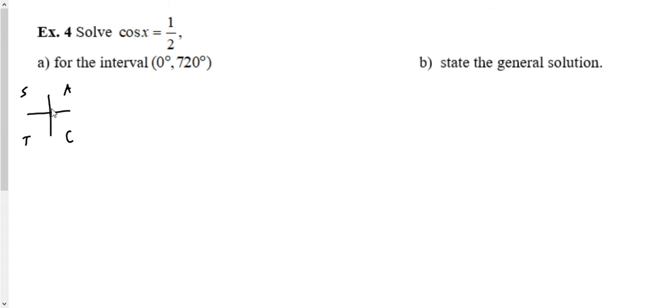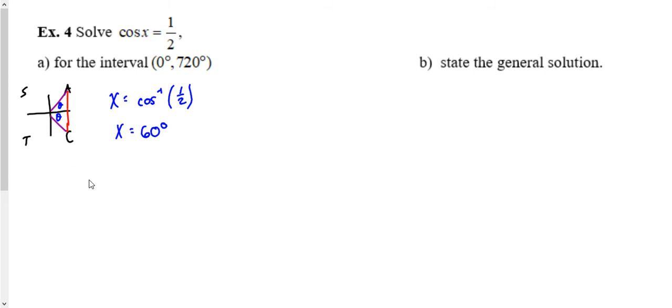Cos is positive in quadrants 1 and quadrant 4. And we're looking for our reference angle here and here. Okay, so let's start right away. So we are going to do x equals cos inverse of 1 over 2. And of course this is x is equal to 60 degrees.